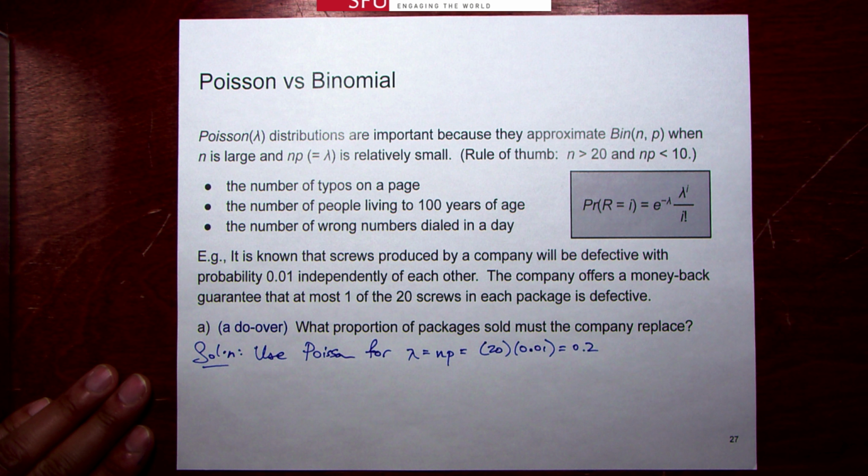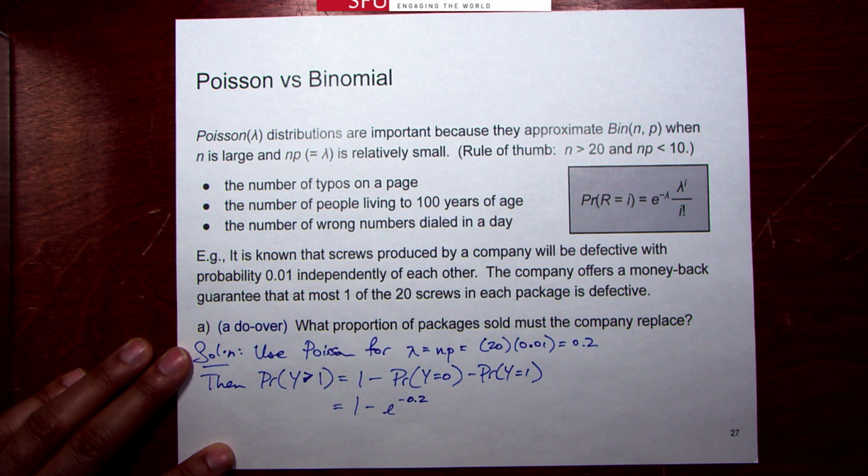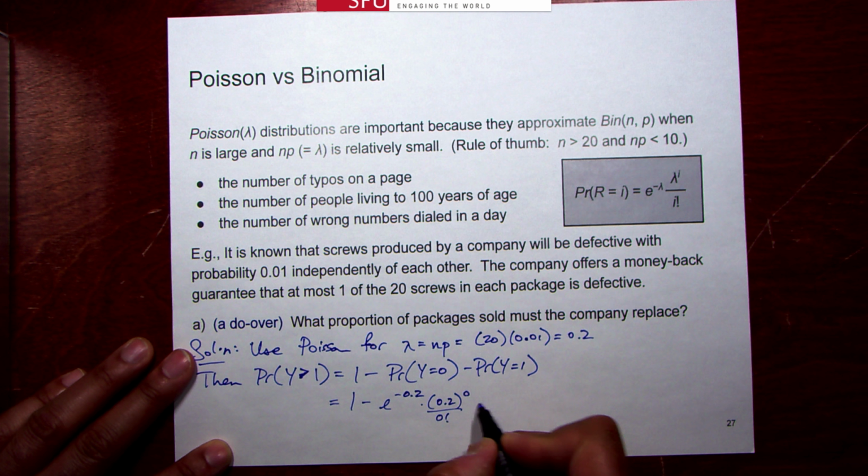Okay, so we're looking for cases where it's 2 or more, and we can do the same thing that we did before. We can compute the Poisson for y equals 0 and y equals 1. So that's 1 minus e to the minus 0.2 times 0.2 to the 0, which is just 1, it's not very interesting, over 0 factorial, minus e to the minus 0.2 times 0.2 to the 1 divided by 1 factorial.